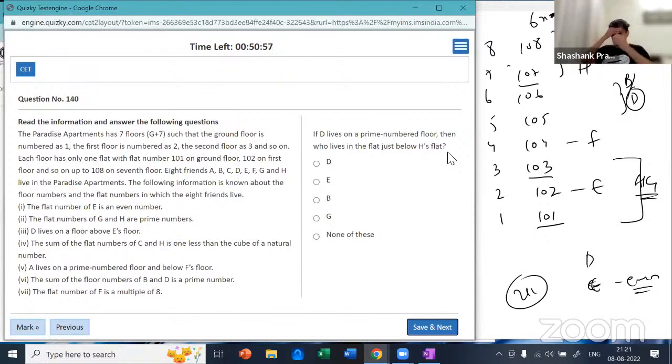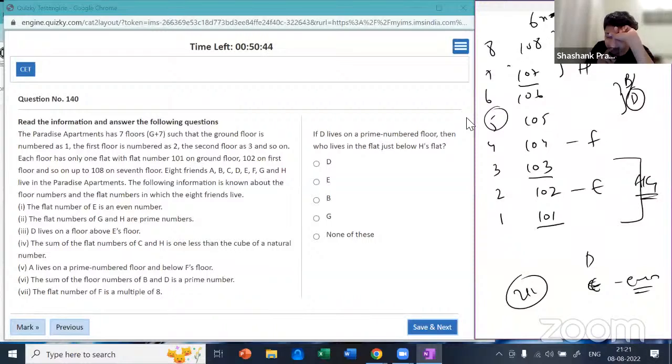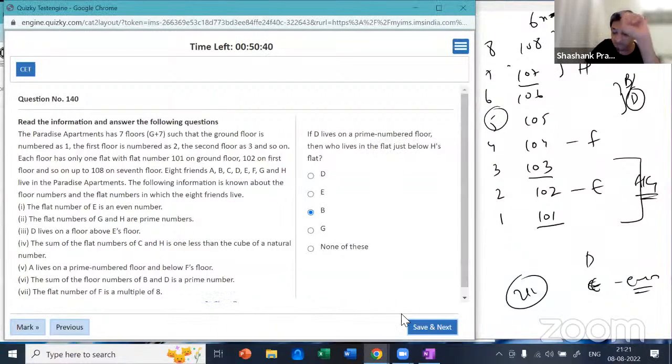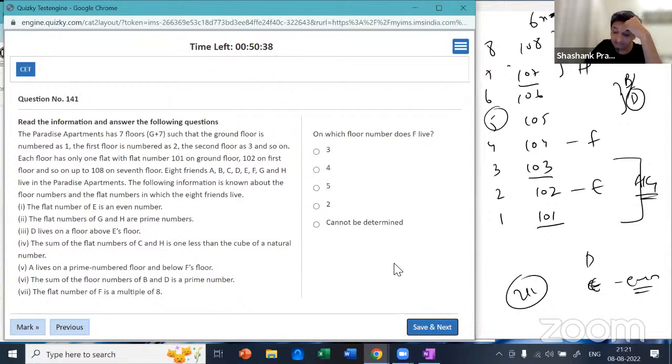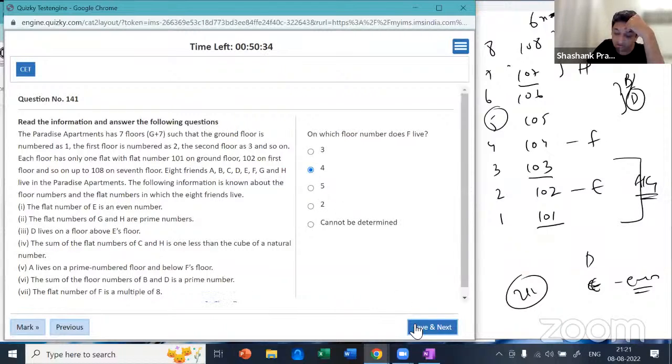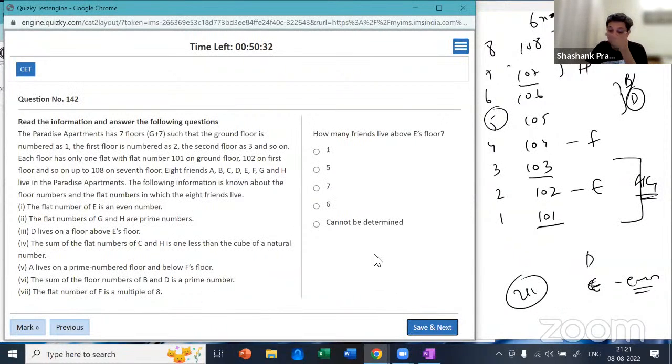Okay, I made some mistakes up there. D lives on a prime numbered floor. Yeah, D lives on 5. No, I didn't make a mistake. Nice. Then who lives in the flat just below H's flat? B. Okay, prime numbered floor is different and the apartment number is different. On which floor number does F live? Floor number 4. How many friends live above E's floor? So 1, 2, 3, 4, 5, 6.